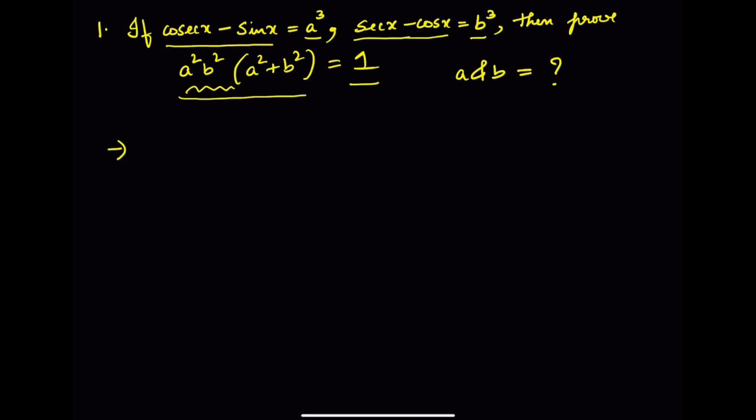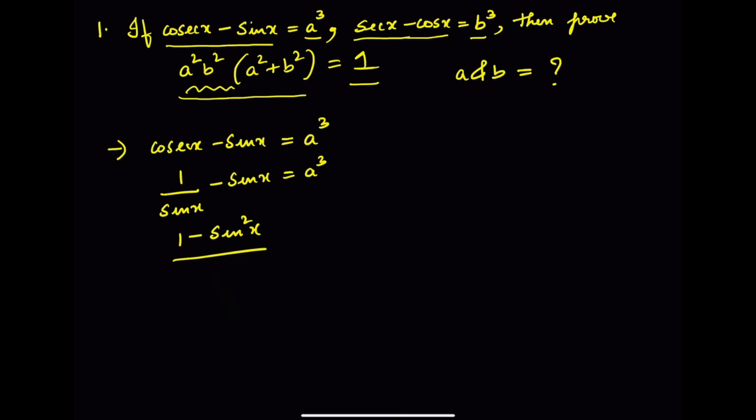So the first information is cosecant x minus sin x is equal to a cube. So we have 1 by sin x minus sin x is equal to a cube. So (1 minus sin square x) by sin x is equal to a cube. Now 1 minus sin square x is cos square x because of the identity we have, cos square x plus sin square x is equal to 1. So let's apply that. So 1 minus sin square x is cos square x, and the denominator is sin x, this is a cube.